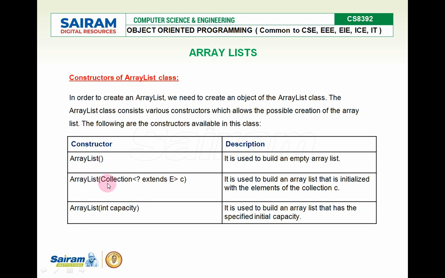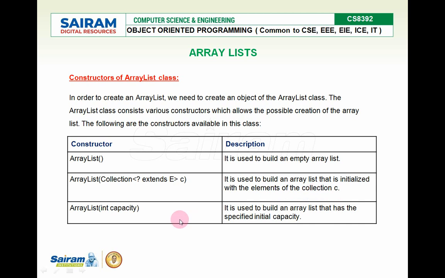And the second constructor takes a collection that extends a class, representing that object. It is used to build an array list that is initialized with the elements of the collection. See, what is a collection? In a collection we have a number of objects, so from the collection you can use any class and create objects. Those are going to be the elements of this array list. So it is used to build an array list that is initialized with the elements of the collection C. From the collection we are initializing the elements. That is the point.